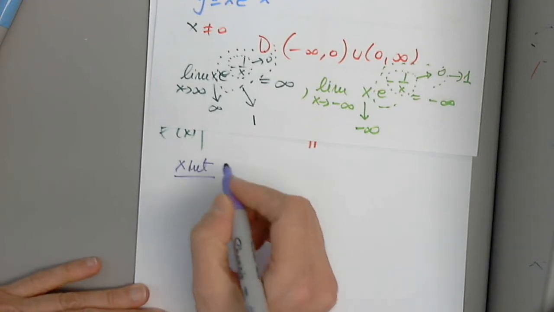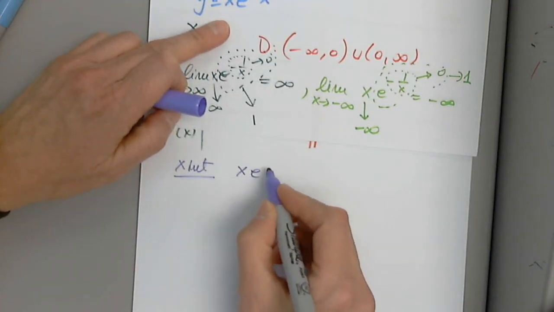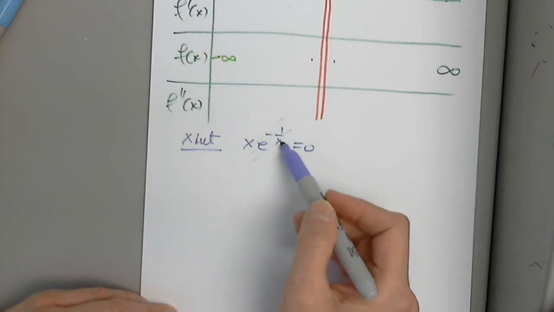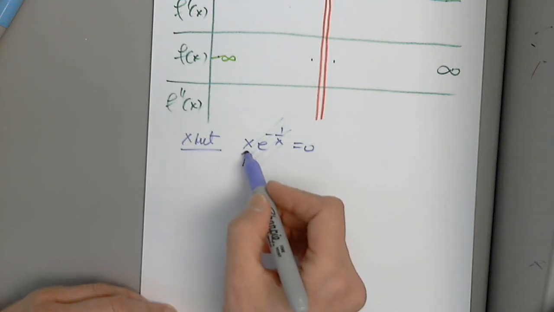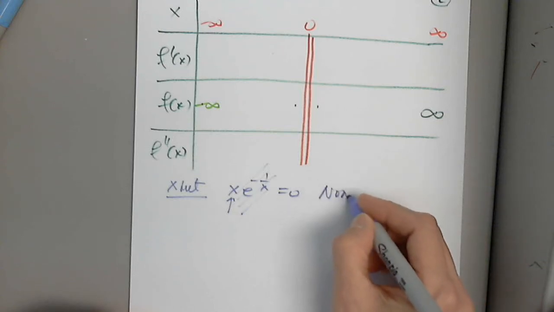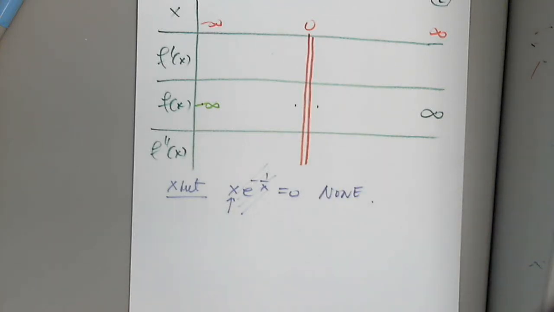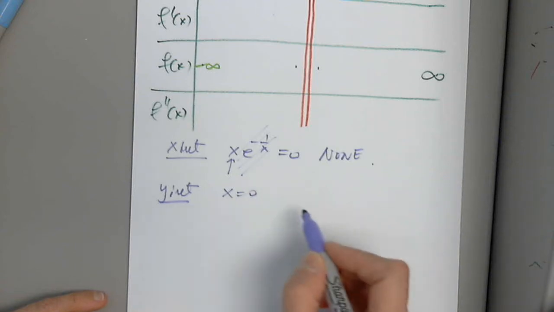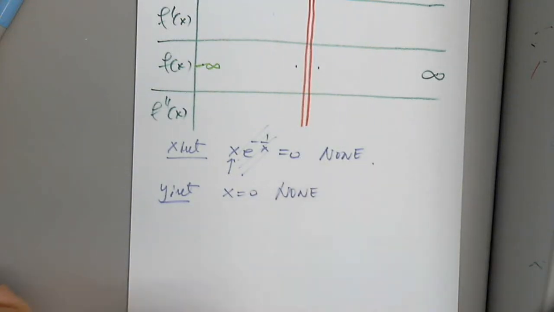For the x-intercepts, I have to make the function 0. x e to negative 1 over x equals 0. But this is never 0. And this is never 0 because in this problem, I can't have 0. So I'll say none. There are no x-intercepts. Now for the y-intercept, I have to plug in 0. Again, none. It's not possible. I can't plug in 0 in this function. So there are no x and y intercepts.